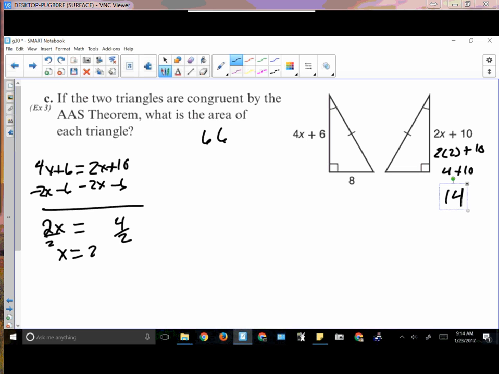So now, just to double check, 4 times 2 over here plus 6, so 8 plus 6, which is also 14. So base times height divided by 2. So base, which is 8, times the height, which is 14, divided by 2, that goes in there for 7. Did you say 56 or 66? 56. 56. Units squared.